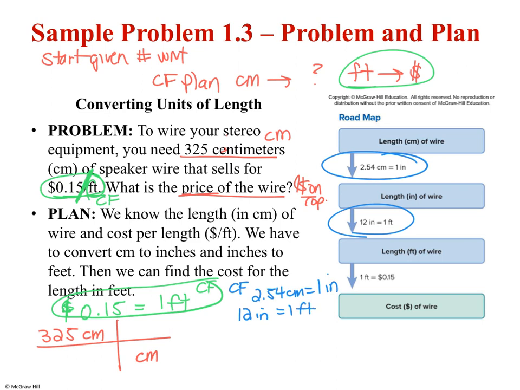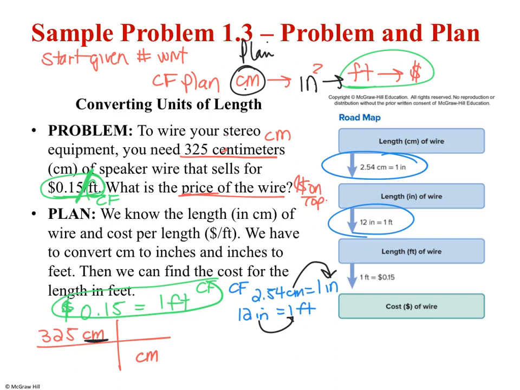A lot of times I try to do it like this: here we've got centimeters. We can go centimeters to inches, and then we can go from inches to feet. So as long as I can connect these, then it's a path. It's a plan. Okay, so now we have to go from centimeters, and don't worry about your numbers. You can fill those in at the end.